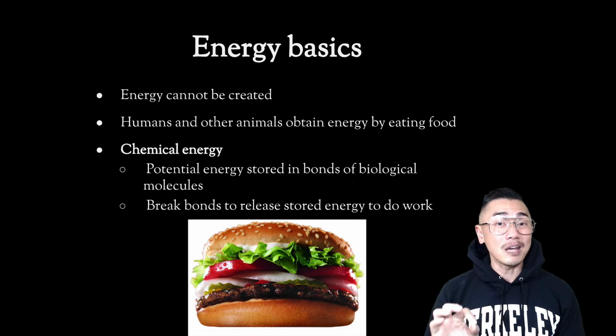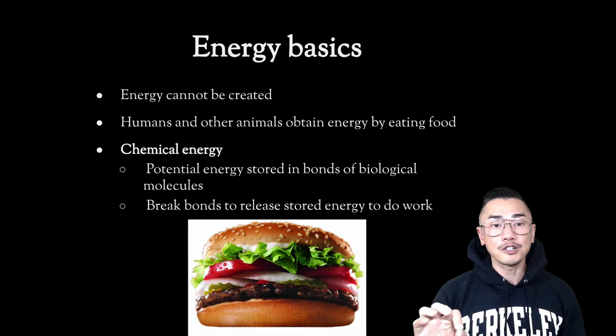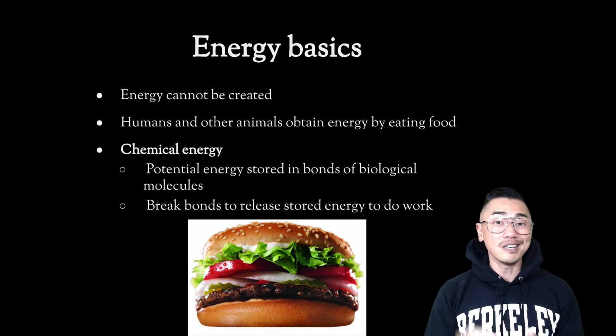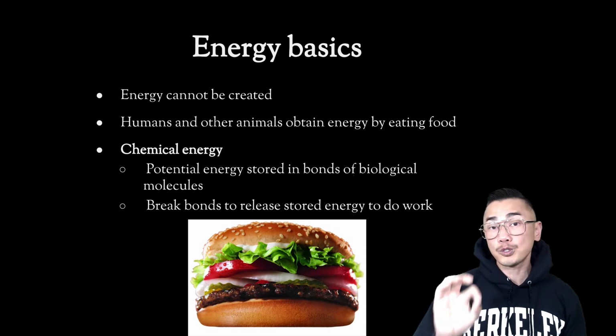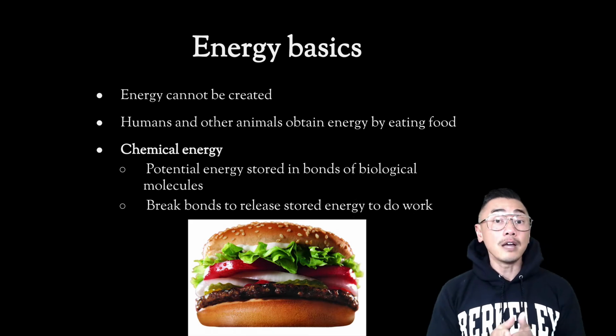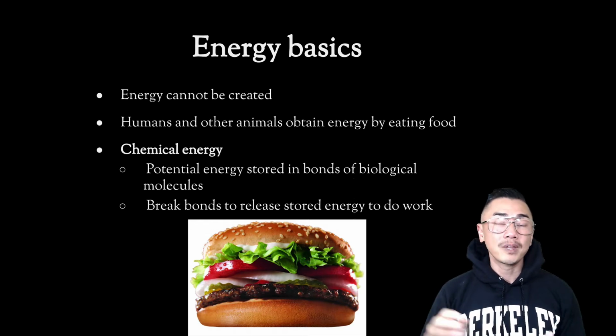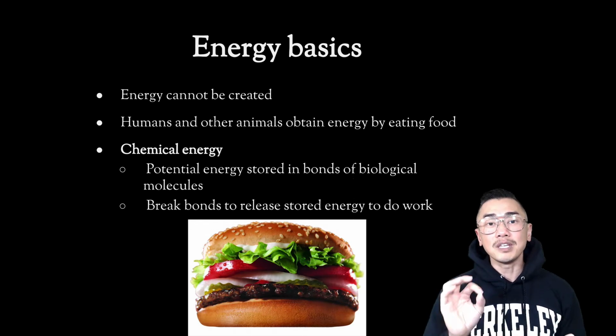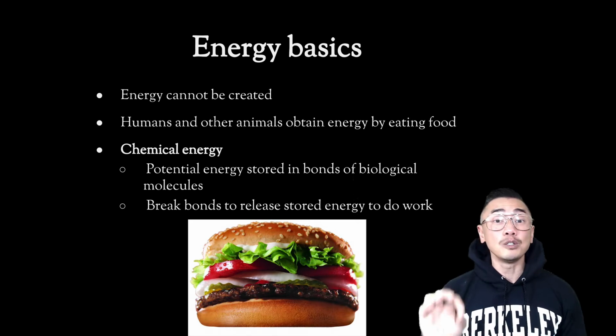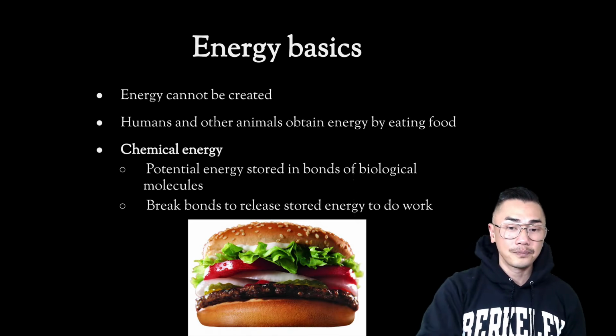Food contains a type of energy called chemical energy. Chemical energy is a type of potential or stored energy. The energy is stored in the bonds of biological molecules. When these bonds are broken, the energy is released and can be used to do work.